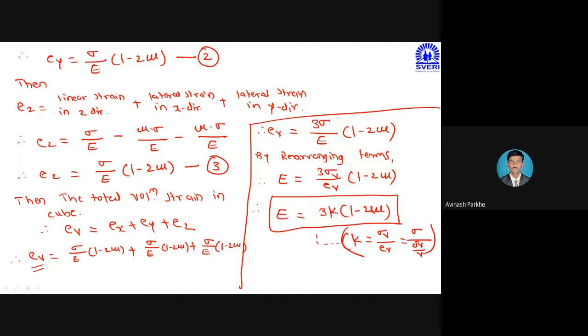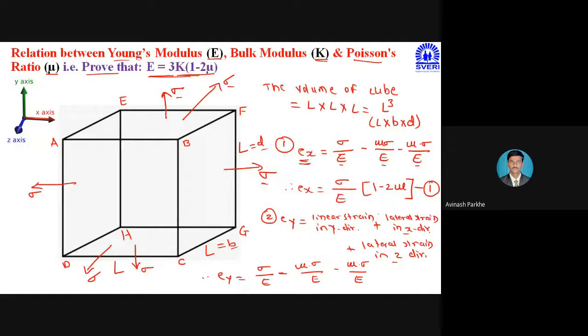So this is the first relation we have derived, the relation between the Young's modulus E and bulk modulus K. What is our solution? E is equal to 3K in bracket 1 minus 2 mu. And this is only our requirement, because in the statement we have to prove that E is equal to 3K in bracket 1 minus 2 mu. So this is the first relation between the Young's modulus E, bulk modulus K, and Poisson's ratio mu.